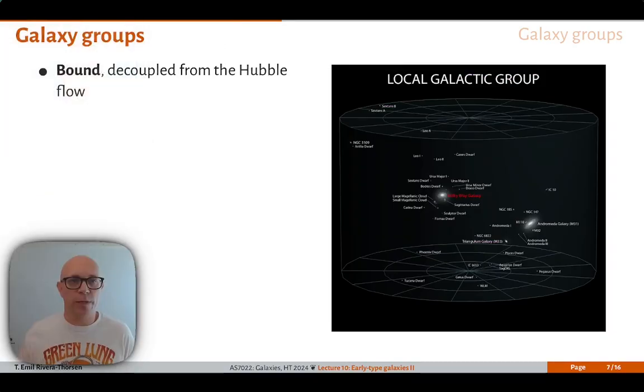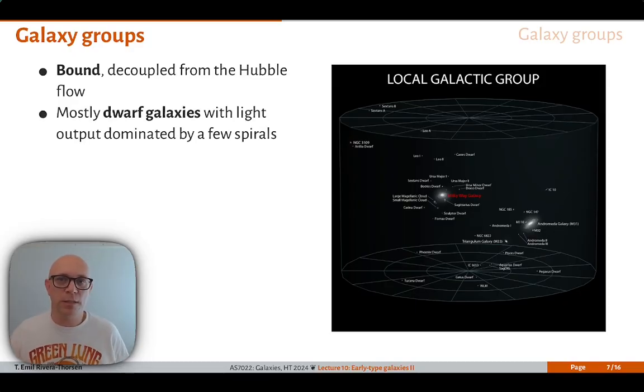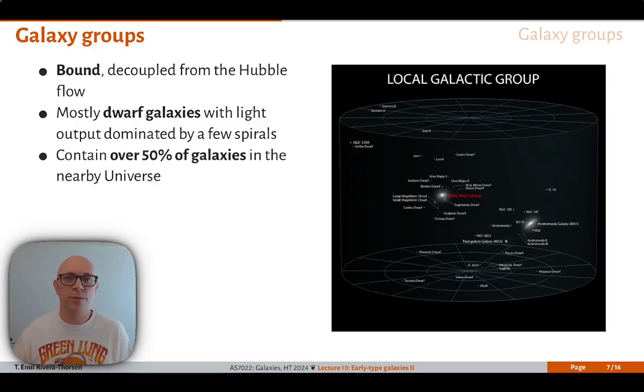If we try to zoom out a little bit, we can take a look at the local group again. The local group, as I mentioned before, is bound. That also goes for all other galaxy groups. They are gravitationally bound. They're decoupled from the Hubble flow, meaning that they are not expanding along with the general expansion of the universe. They are kept together as groups by their gravity, and their gravity keeps their structural integrity intact. Galaxy groups are mostly dwarf galaxies with light output dominated by a few spirals. In that sense, the local group is also quite typical for galaxy groups.